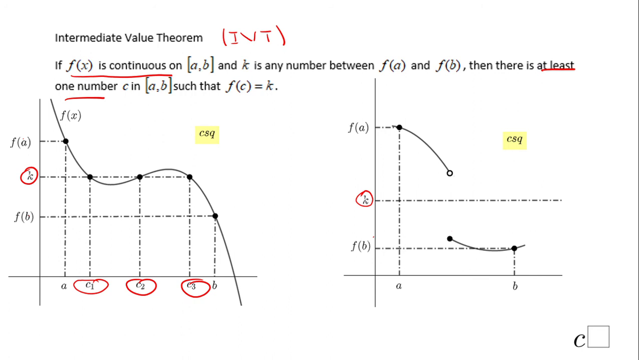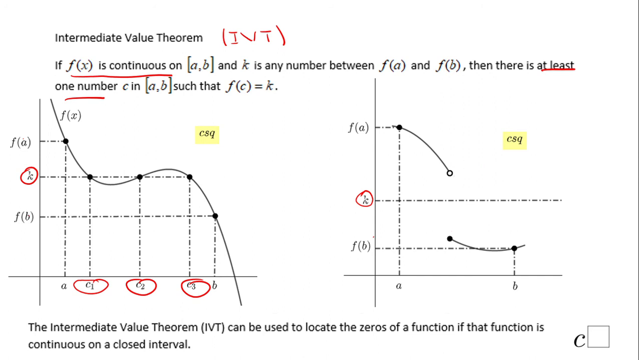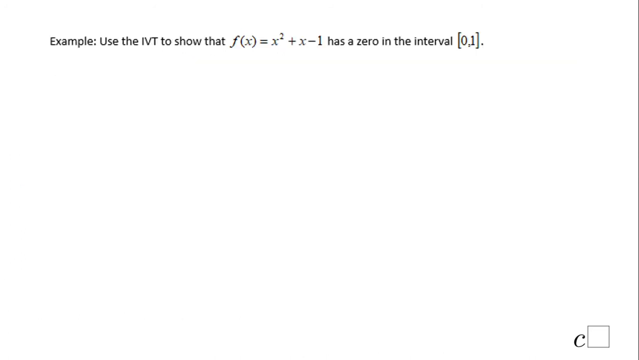One of the reasons we use this IVT is for finding zeros of a function, and I have this example where we have to use IVT to show that f of x equals x squared plus x minus 1 has a 0 on the interval 0, 1. So the first thing you're going to do, plug 0 in, and f of 0 gives you negative 1. Then you plug x equals 1, and f of 1 is 1. So you notice here we have a negative number, in this case negative 1, and a positive. So therefore, somewhere between, we have to have a 0 of this function.